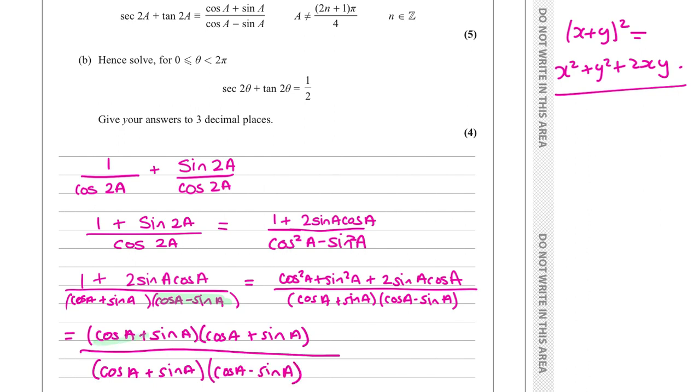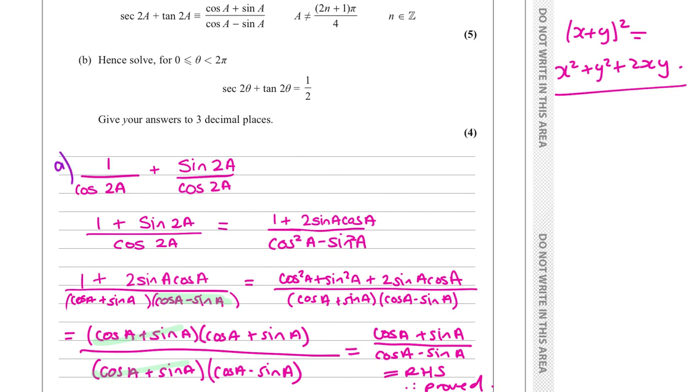Okay, we can then cancel these because there's a factor on the numerator and the denominator. So this is going to equal cos a plus sine a all over cos a minus sine a, which is the right-hand side. Therefore, proved. So then, that is part A.